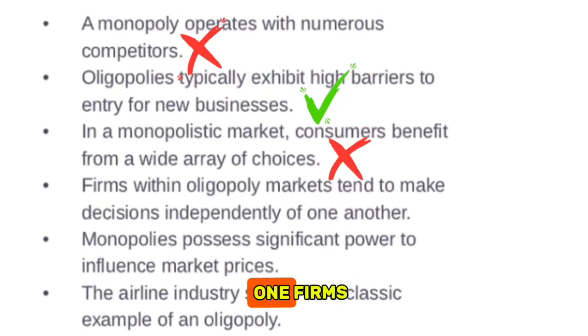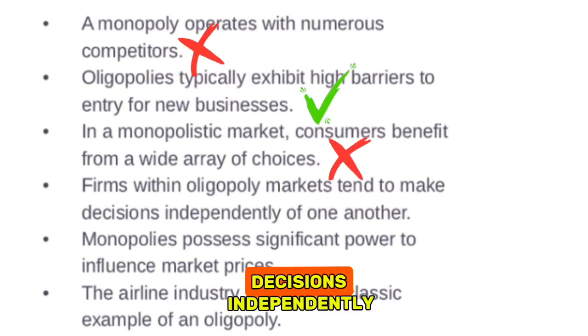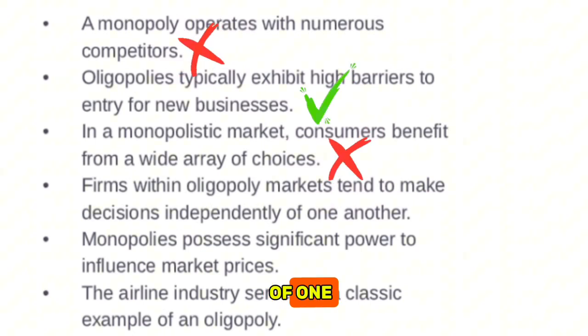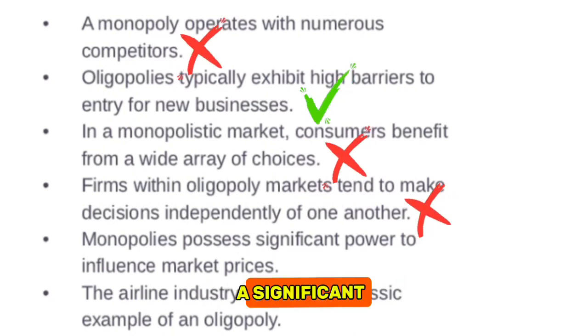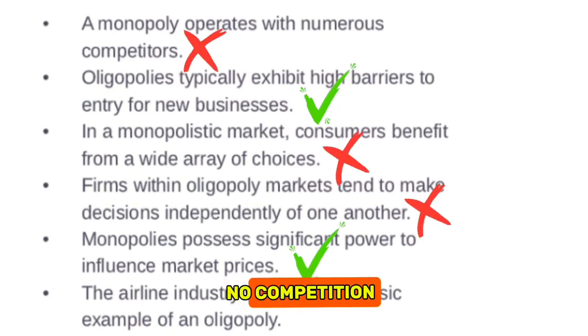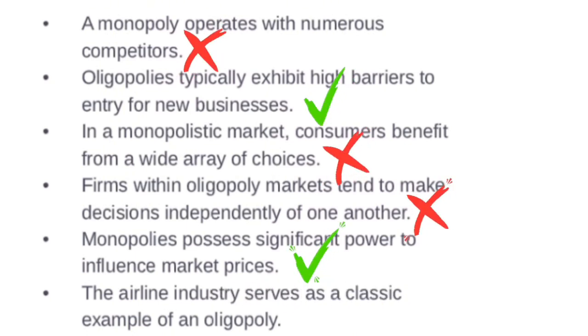The fourth one: firms within oligopoly markets tend to make decisions independently of one another, and that's false. In an oligopoly, firms closely watch each other. If one company changes prices or products, others usually react. Monopolies possess significant power to influence market prices, and that's true. Since there is little or no competition, monopolies often have the power to set higher prices.